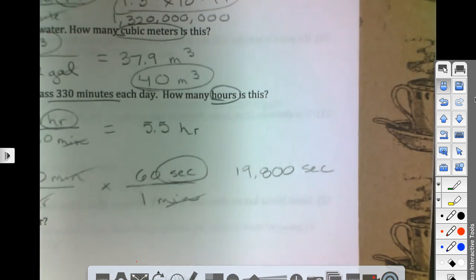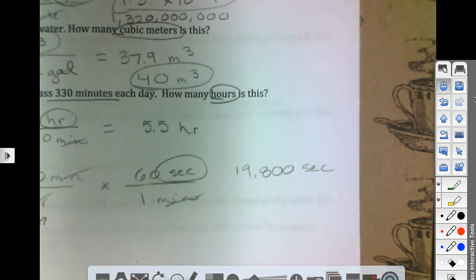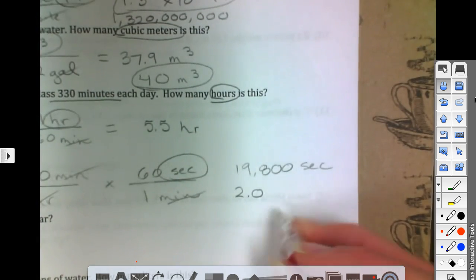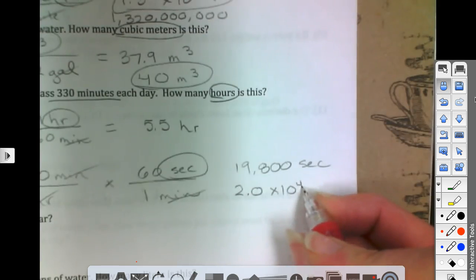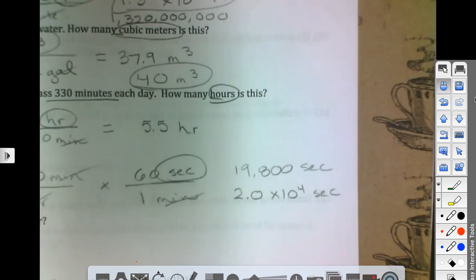I want to show you something about this one. How many Sig Figs do I have to have? 2. Do you see the problem? If I write 20,000, how many does that have? If I write 19,800, how many does that have? You have no choice here other than to use scientific notation. Because that decimal makes that significant times 10 to the 4 seconds. How do you feel about that?